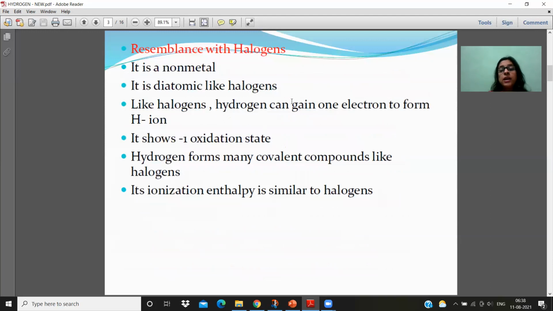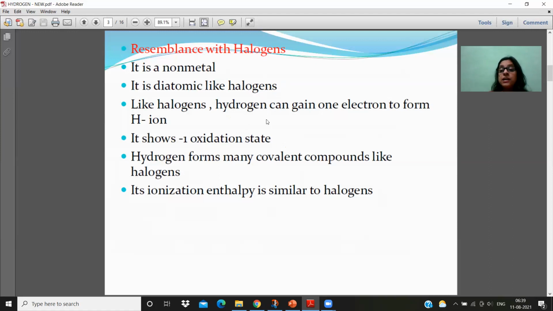अगर हम बात करते हैं इसकी halogens resemblance की, so yes, it is a non-metal. इसको non-metal कहा जाता है. In spite of being a non-metal, it comes above the group 1 element. It is placed above the group 1 element. It is diatomic like halogens जैसे कि Cl2, Br2, I2, F2 होता है. Similarly, it also exists in nature as H2. Dihydrogen की तरह ये exist करता है.